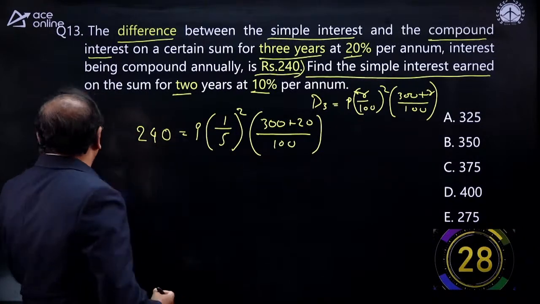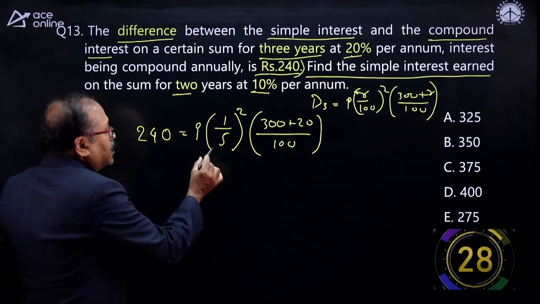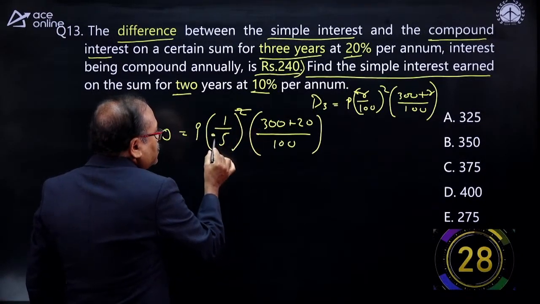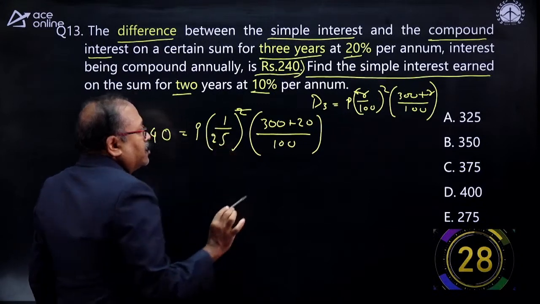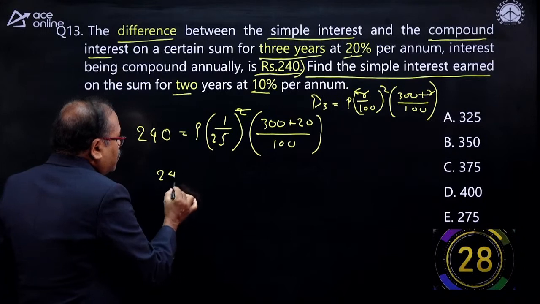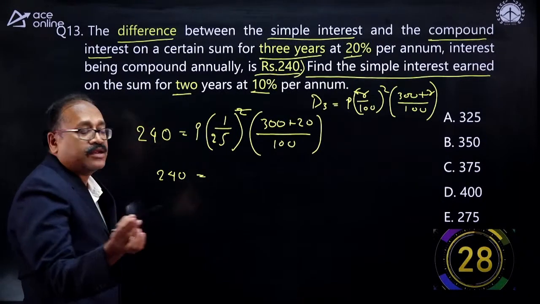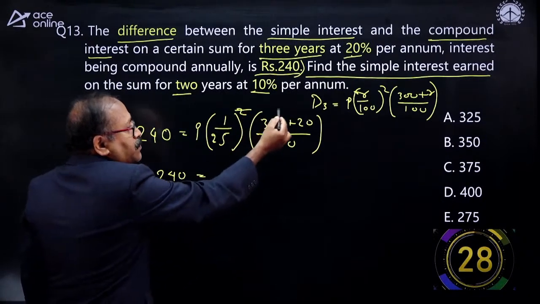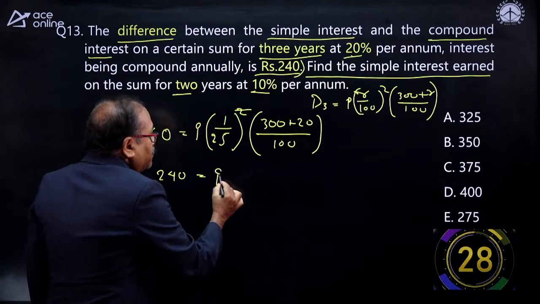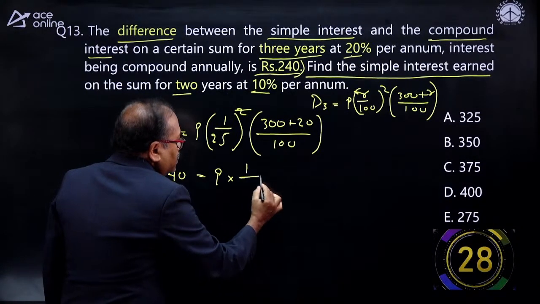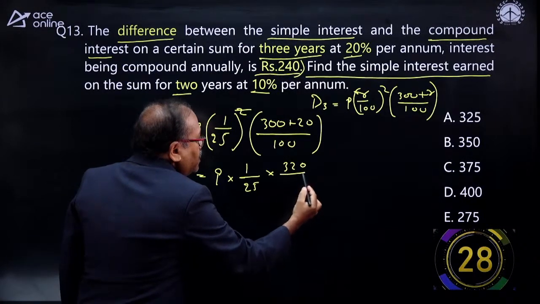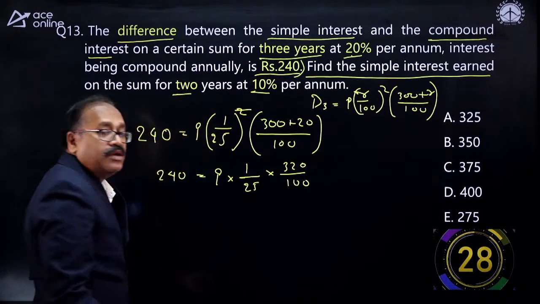So by using this formula, look at this one. I can write this as, take out this square, so this will become 25. Now here it comes. I'm just writing the second line, 240. In the exam, we don't write the second line. Here itself we cancel this because we know this 320 by 100. But for clarity, I am writing 1 by 20 P equals 1 by 25 into 320 by 100. So you get the P.